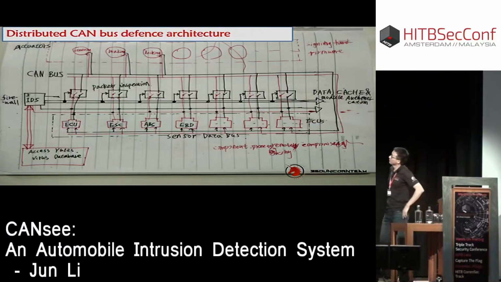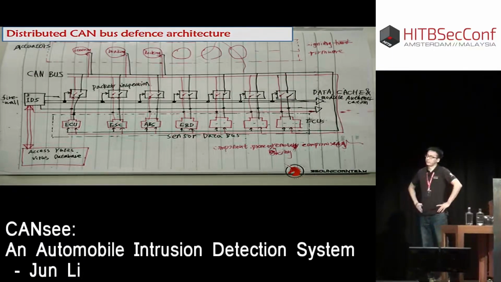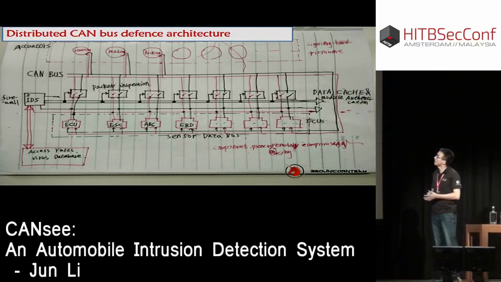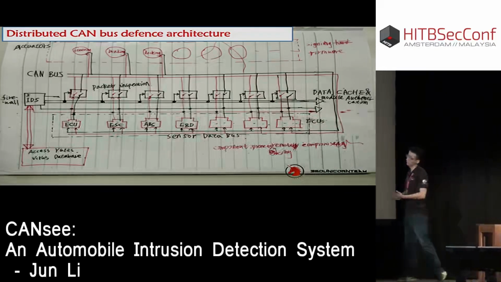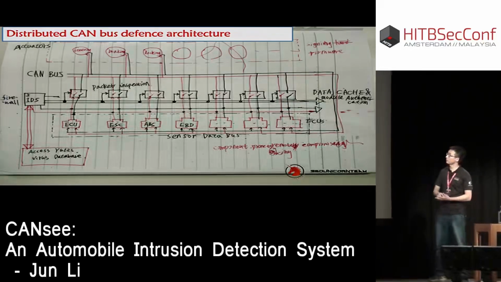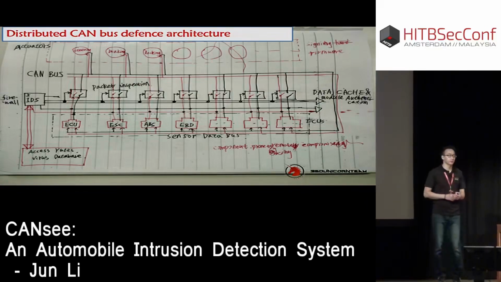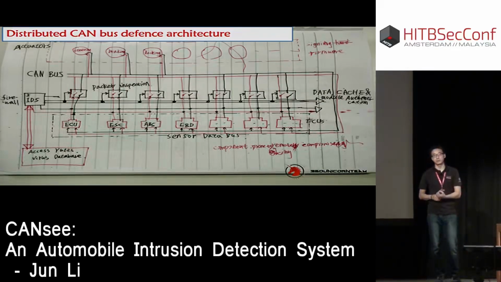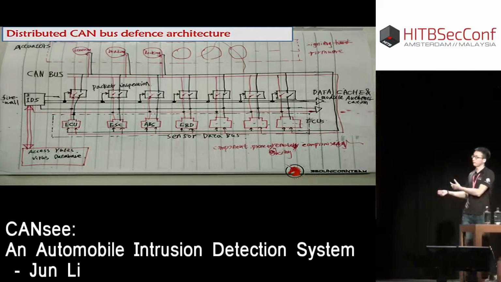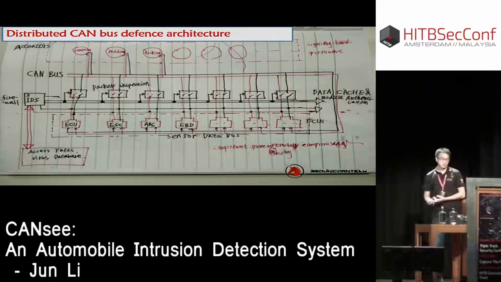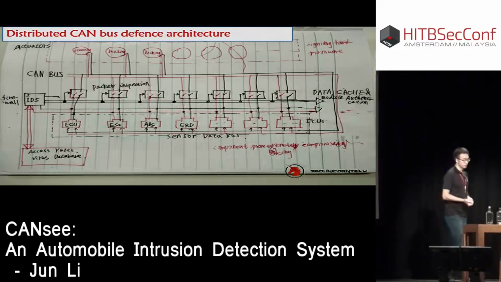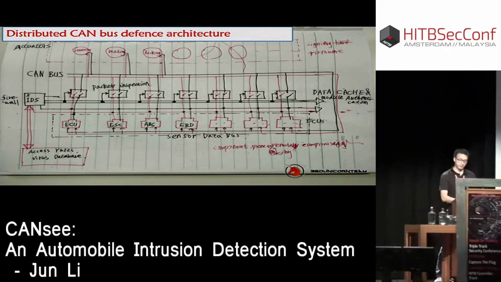Okay, this is the original architecture I came up with in order to defend the CAN bus from attacks. I tried to add a communication control gateway at each ECU, so that if one ECU is misbehaving, I could cut off its communication and kick it off the CAN network. But later I realized this architecture is good, but it's very hard and very expensive to implement.